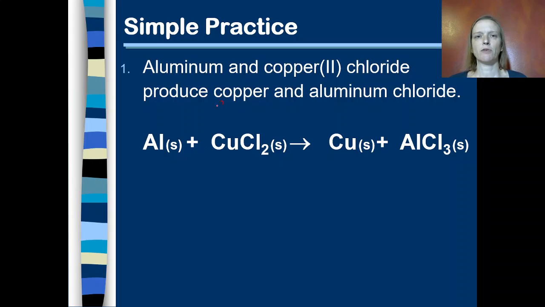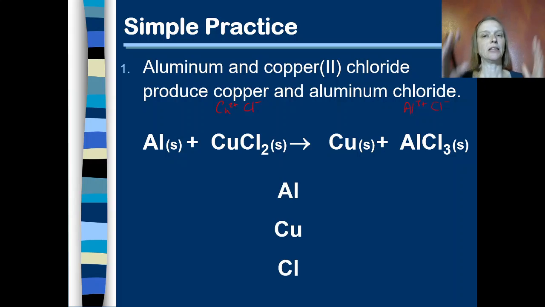I've got the correct formula for copper-2 chloride because copper-2 has a charge of +2 and chloride has a charge of -1. I've got the correct formula for copper. I've got the correct formula for aluminum chloride because aluminum has a charge of +3 and chloride has a charge of -1. So I need 3 chlorides to balance out the +3 charge.